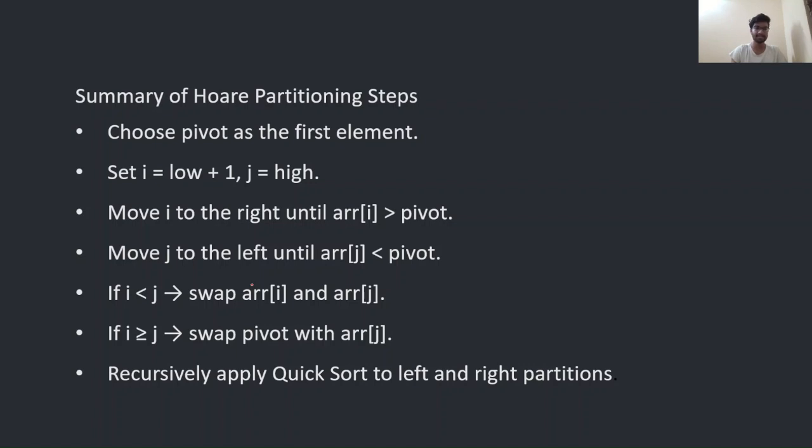Now if I is less than j, that is index I is less than index j, we swap array at I and array at j. But if index I is greater than index j, we swap the pivot and array at j. We do this recursively until we have the sorted array.